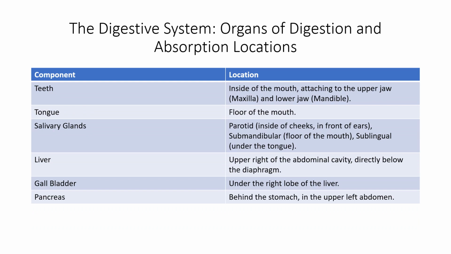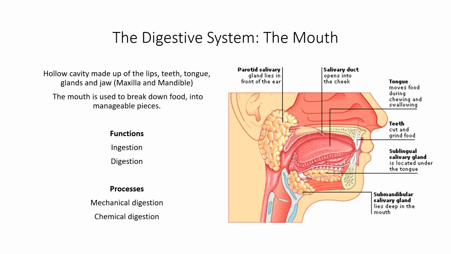And here we have locations for the organs of digestion and absorption. So once again, I would take some time to pause this video and read each of the components and their corresponding locations. So the first location of the GI tract is the mouth.